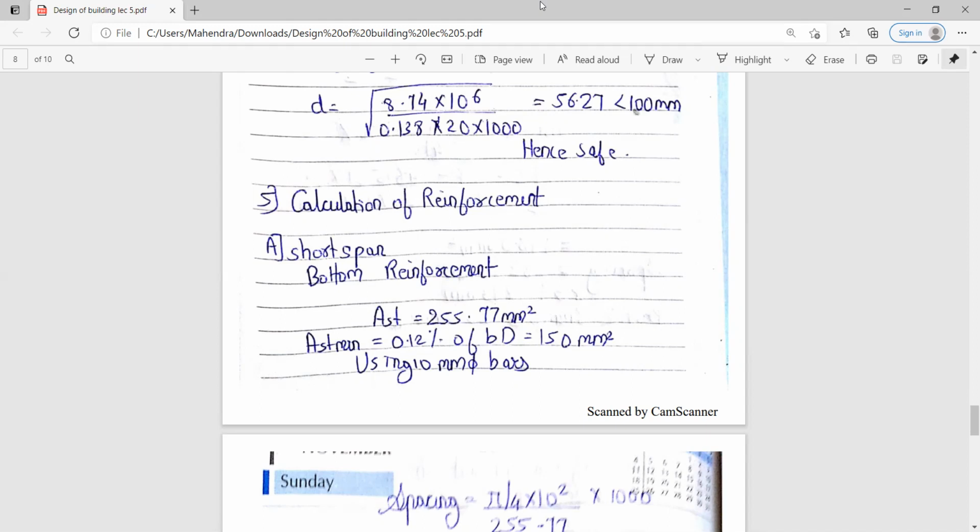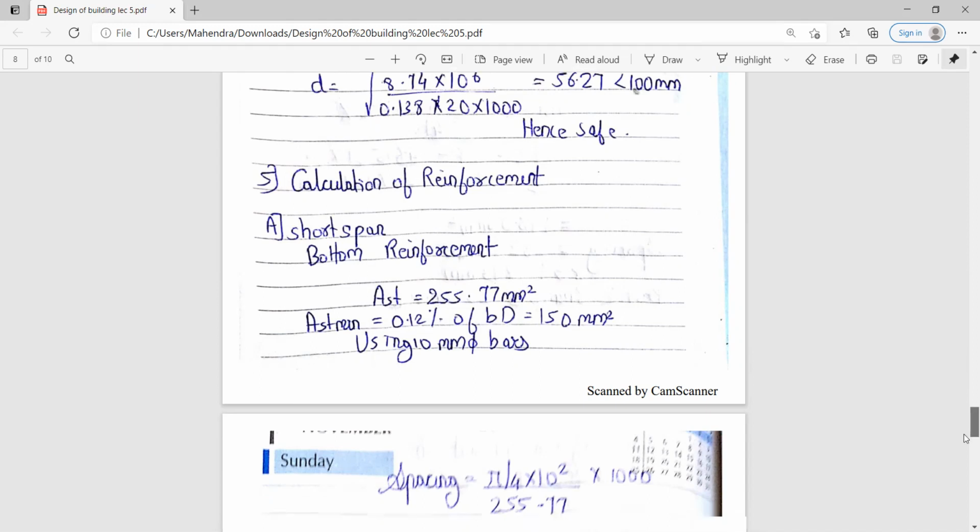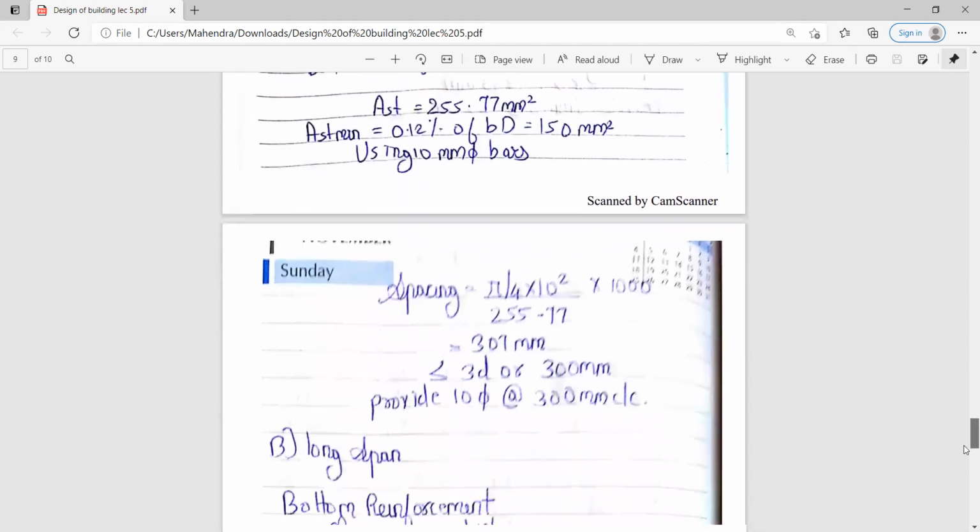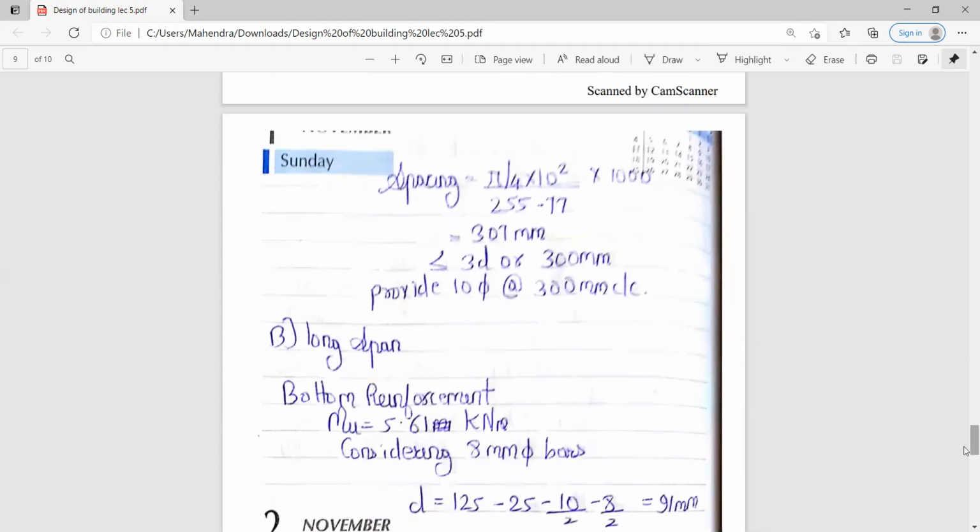And after calculation of AST, you need to calculate minimum percentage. So AST minimum आपको मिलता है 0.12% of b into D. AST minimum मिल गया. After AST minimum, you need to calculate the spacing. So spacing calculate करने के लिए again you have to use 10 mm diameter bar. So spacing will be pi by 4 into D square upon AST into 1000. So उसमें से spacing की value आपको मिलती है 307 mm.